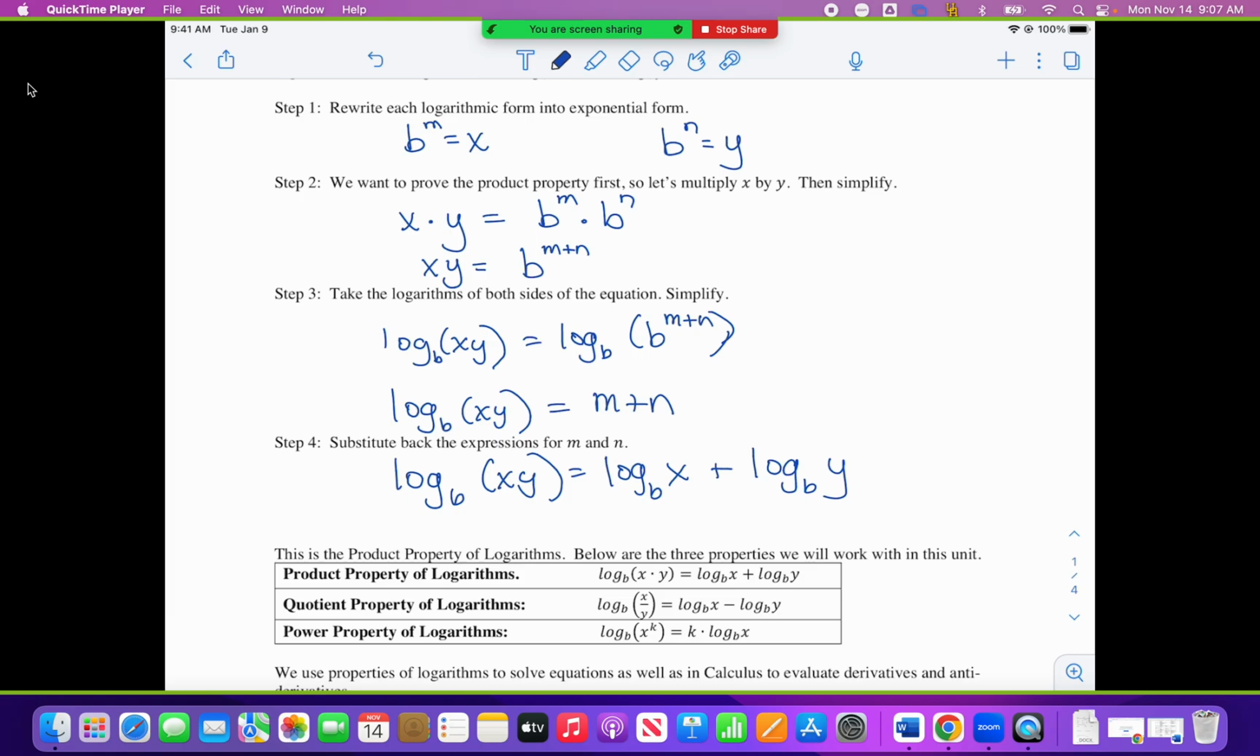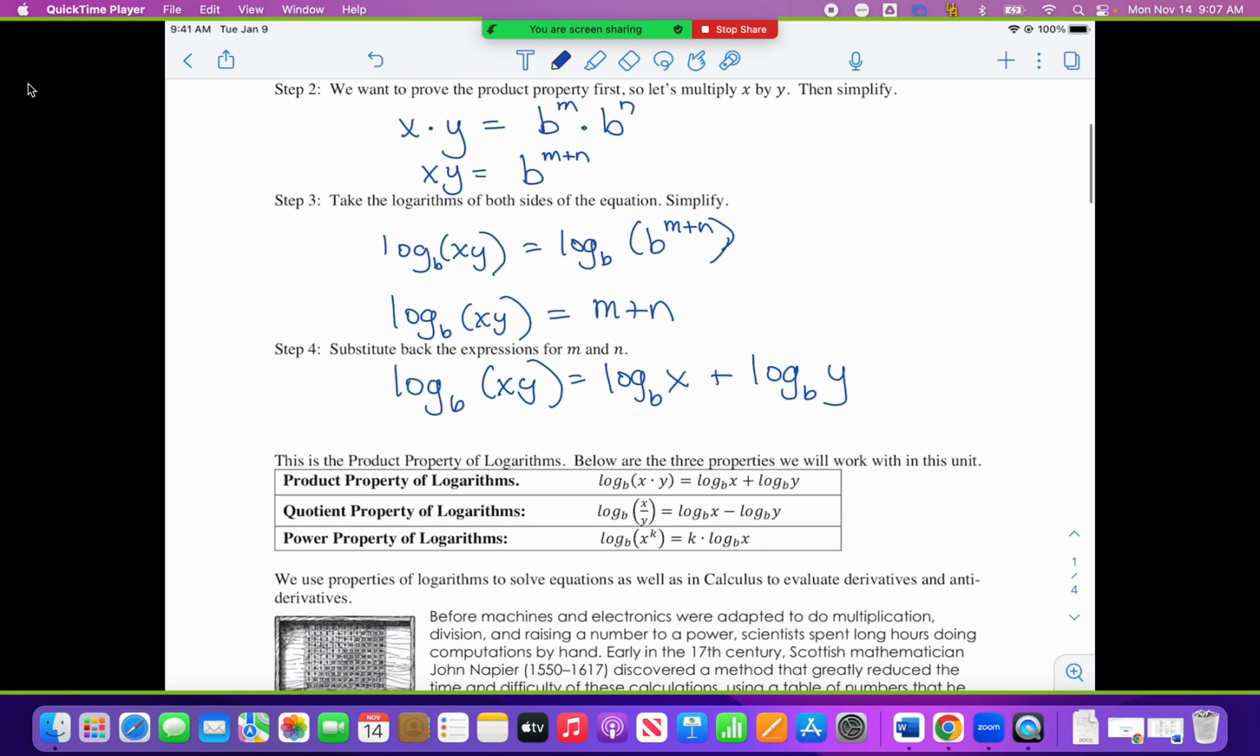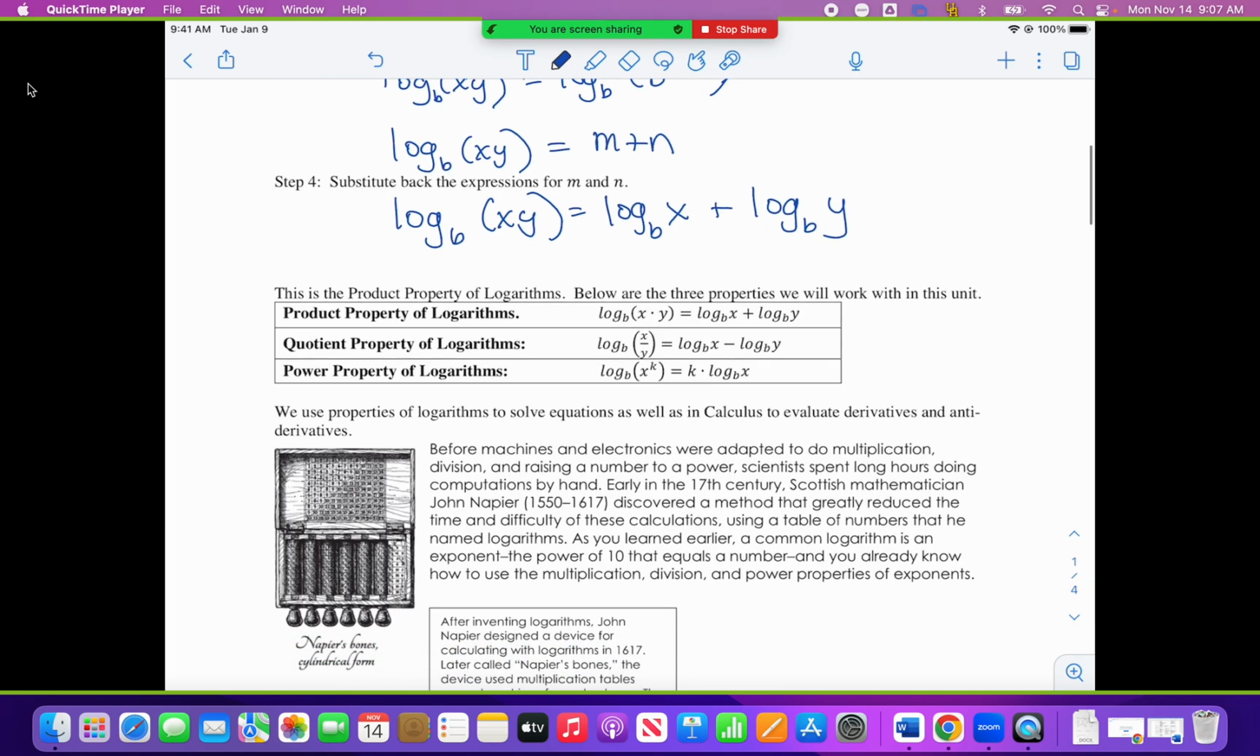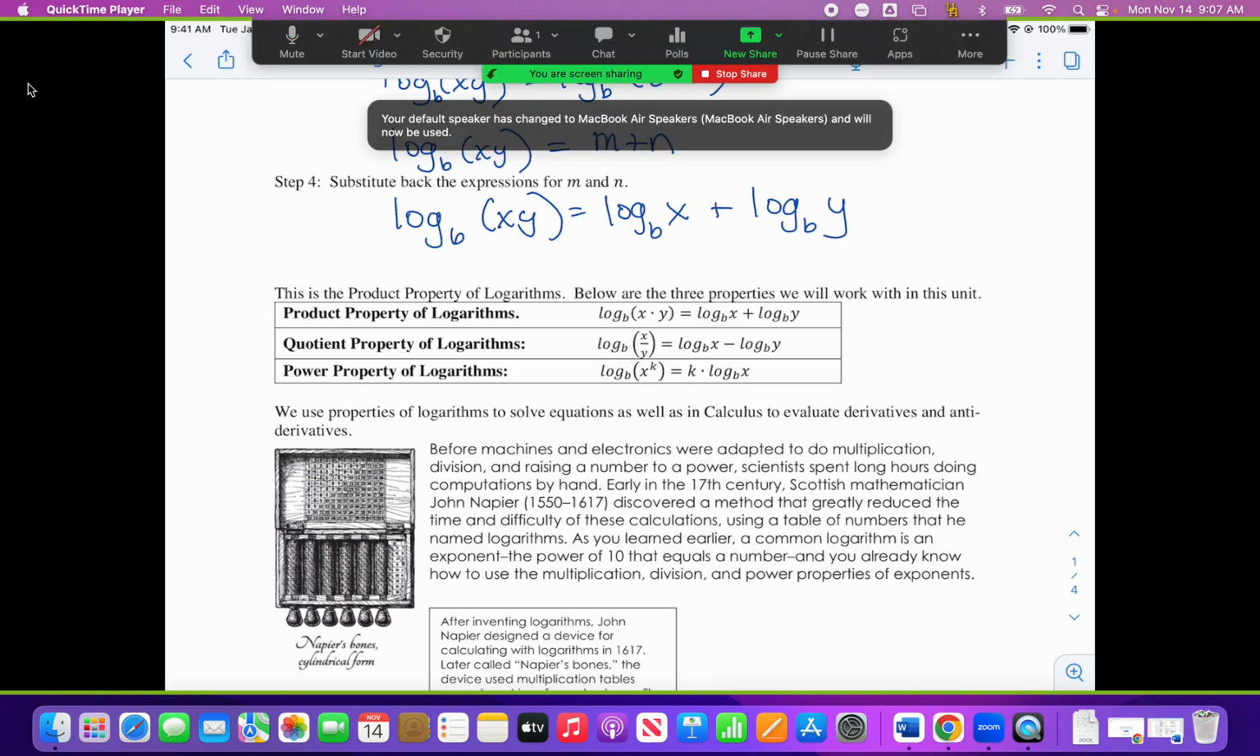So this leads me to my three properties of logarithms. If I have the log of a product, it equals the log of x plus the log of y. And if I have a quotient, I could have gone through and done the same proof, but the log of a quotient, that's x divided by y, becomes the log of x minus the log of y. And then we have the power property that says if I have the log of x to the k power, I can bring the k power down times.